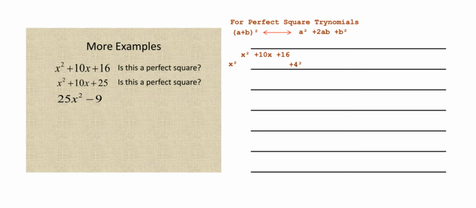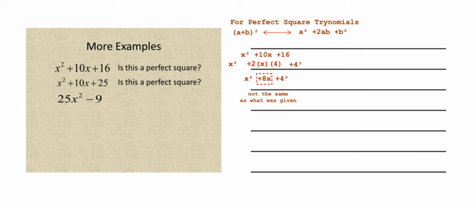Therefore, our middle term is a combination of our a and b values. So it will be 2 times the x times the 4. There we go: 2 times a times b, 2 times x times 4. And 2 times 4 gives us 8, so there it is. So x squared plus 8x plus 4 squared. Hey, does that middle term look the same as what we started with? 8x is not the same as 10x, agreed? So in this case it's not the same, so it's not a perfect square trinomial.